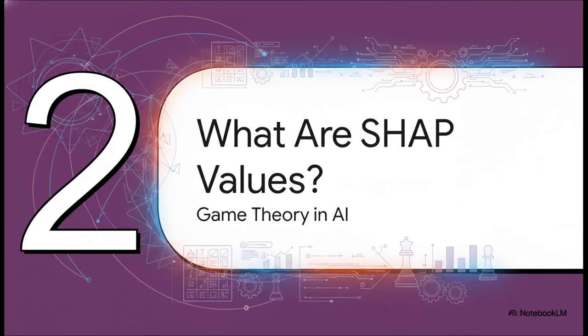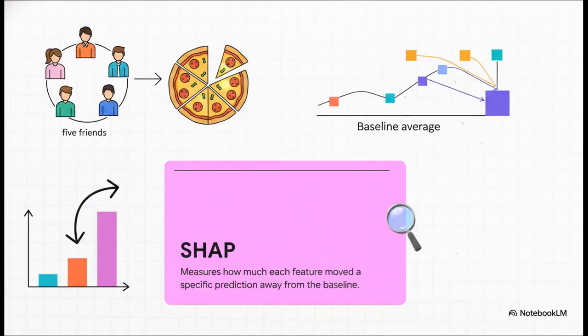Section 2. What actually are SHAP values? Okay, so what is this tool that turns a silent black box into a star witness? SHAP, which stands for Shapley Additive Explanations, actually originates from game theory. It mathematically measures the precise force every single variable exerts on a final outcome.